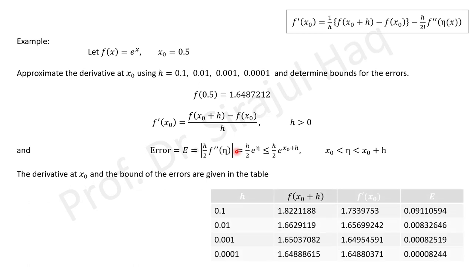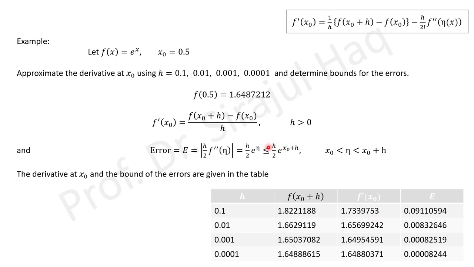So let's see what the derivatives and upper bounds are in different cases. Well, h is equal to 0.1. So f of x naught plus h will be f of 0.5 plus 0.1, which is 0.6. Replace x by 0.6 in f and you get this value. Now, f of x naught plus h is known, f of x naught is known, and the value of h is known. So substitute the values in this formula, and your approximated value of the derivative at 0.5 is given by this value when the step size is 0.1.